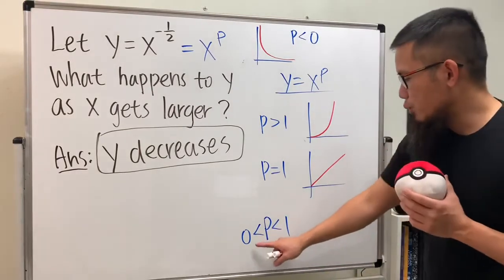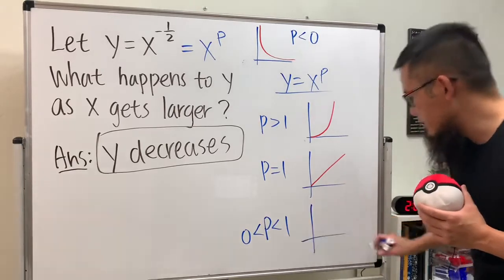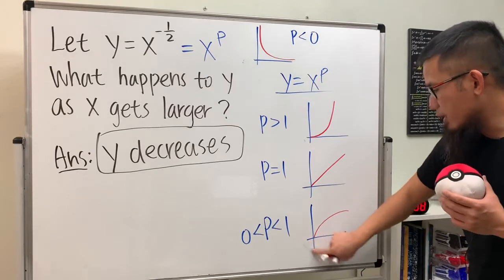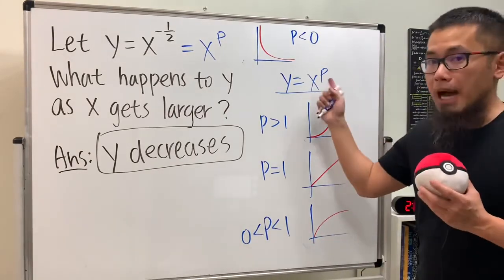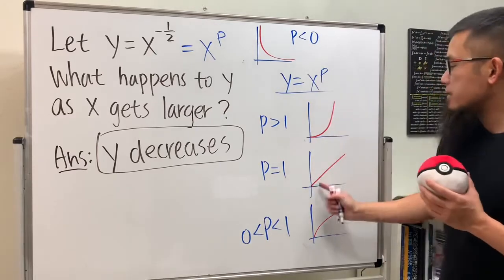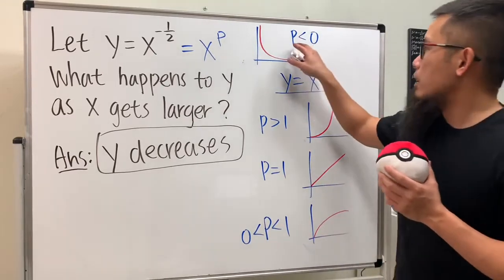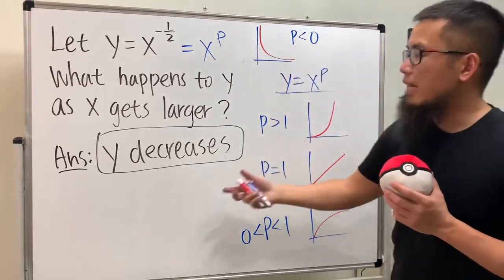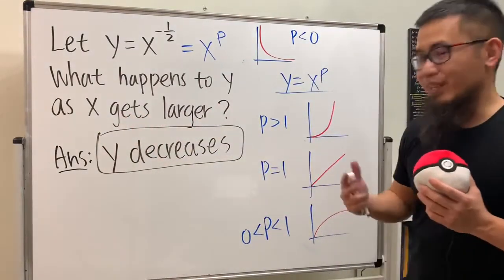But if p is in between of 0 and 1, well, the curve will look like this. Curving up, like so. And again, we are just looking at the first quadrant. As you can see, when p is positive, all these curves will be increasing. But the moment that p is negative, this curve is actually decreasing. That's why y decreases as x gets larger. So that will do it.